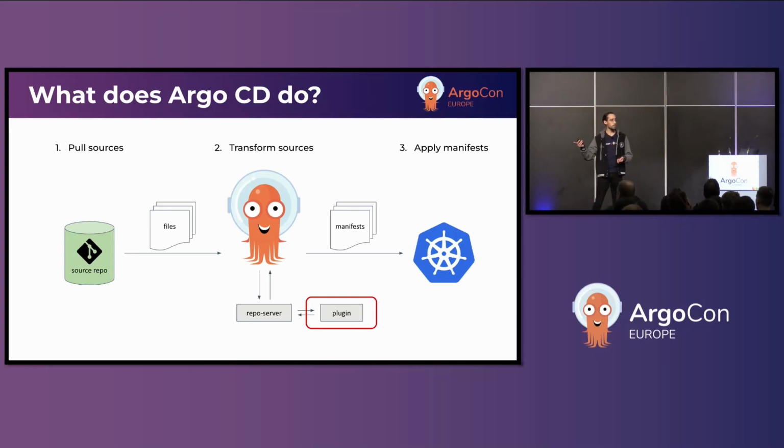The part that I'm going to focus on is called repo server, and that's a pod that runs with Argo CD. It does those first two jobs, pull sources and then transform them. It has some built-in functionality, like Kostas was just talking about, to use Kustomize or Helm to transform sources, but that's not always enough for everybody. So it has a system to talk to a sidecar, and that sidecar presents a service which can transform manifests that can then go to Kubernetes.